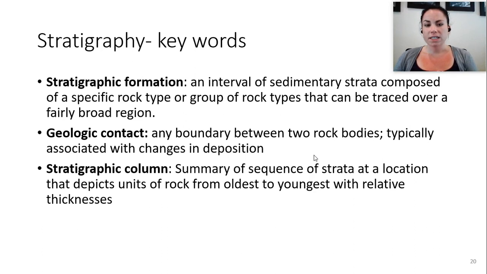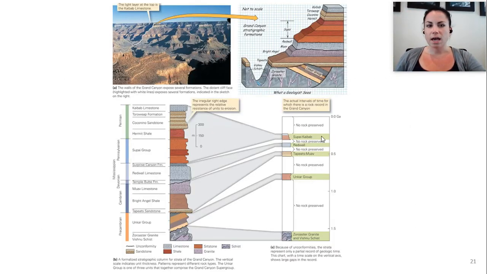A geologic contact is a boundary between two rock bodies, and typically these contacts occur when there's a change in depositional environment. And then we can look at a slice or a piece of this in a stratigraphic column. This is a summary of a sequence of strata at a location that depicts certain units, and they're organized from oldest to youngest with relative thicknesses. So let's take a look at that.